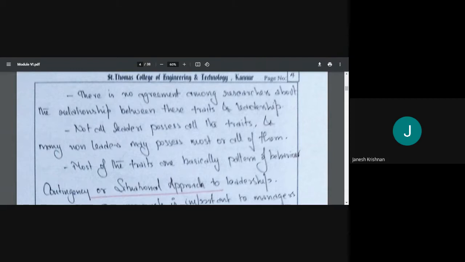And the funny thing is, not all leaders possess all the traits. You might have a successful leader who may not be physically strong or 6 feet tall, but he will be a good leader. And many non-leaders may possess most or all of the characteristics. So it is very ambiguous, because basically what we are talking about is behavior. So that's the problem with the trait approach.